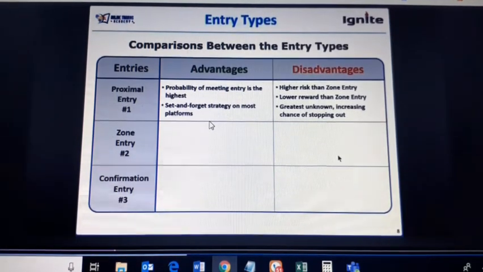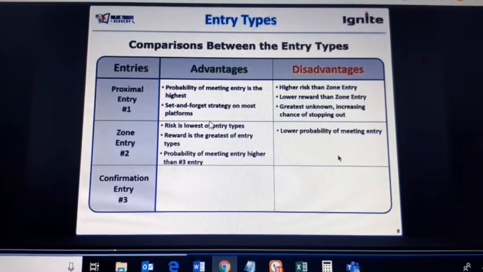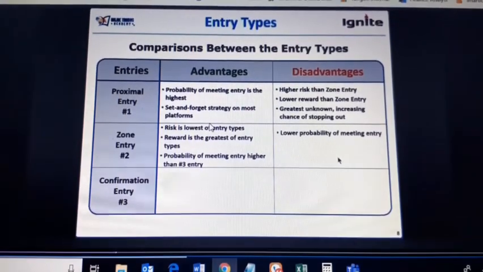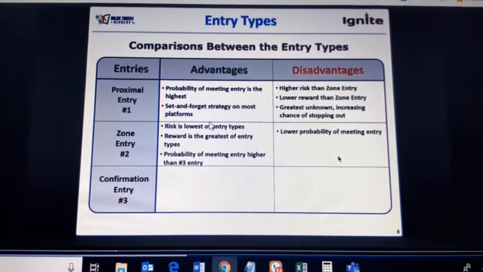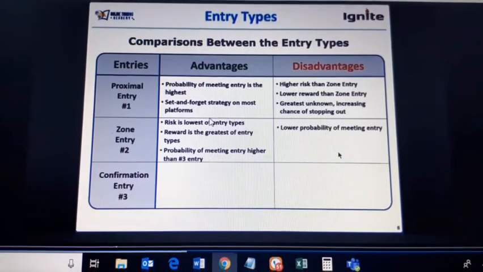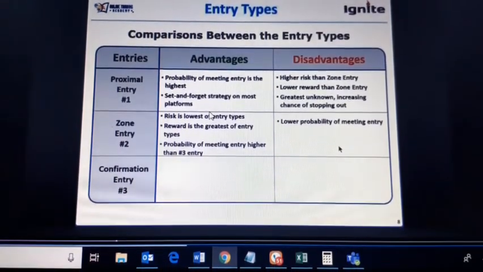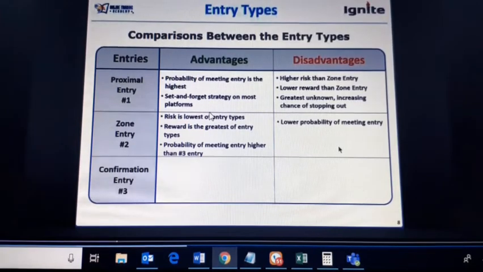Okay, so let's go here and see what are the advantages and disadvantages of your zone entry. So zone entry risk is lowest of entry types because you're taking a trade inside the zone. Reward is the greatest of entry types, because again, the same thing, we are taking entry inside the zone.